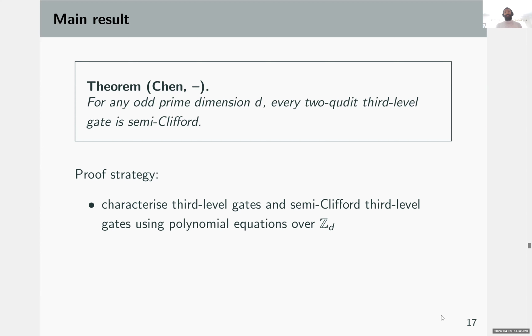And then we're also going to define semi-Clifford third level gates also using these integers and showing that a gate is third level or semi-Clifford respectively, if and only if the integers associated with it satisfy some polynomial equations. And then we're basically going to show that for every dimension, the two spaces that these equation sets define coincide. And that's basically going to prove the theorem for one fixed dimension.